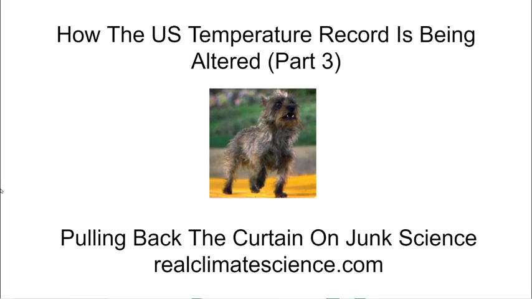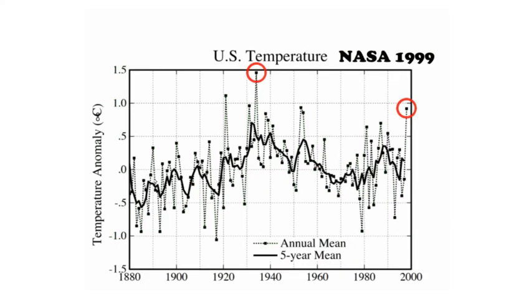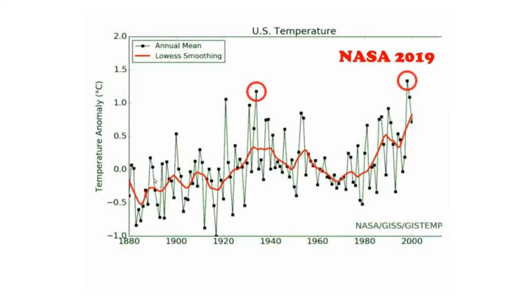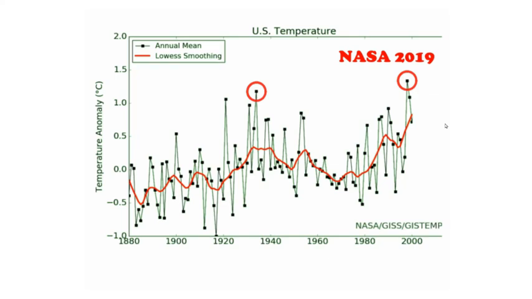This is part 3 of a 3-part series showing how the National Oceanic and Atmospheric Administration alters U.S. temperatures. In part 1 of this series, I showed how government agencies have altered the U.S. temperature data dramatically over the past 20 years.